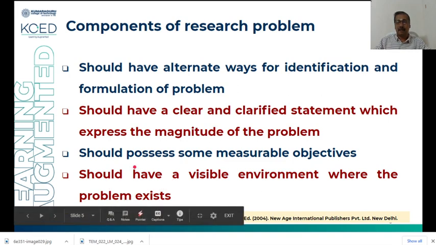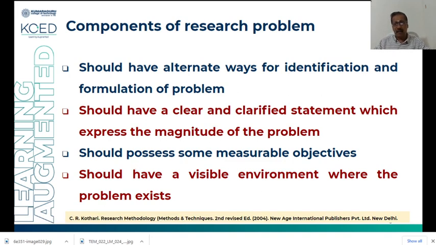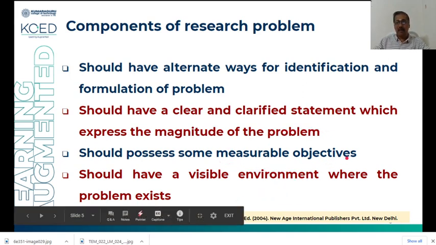The third thing, it should possess some measurable variables. Always any research problem should have some solution. You have to end up with a solution. Now how to tell that I have found some appropriate solution? Again through some mathematical values. You have to conduct some experimental analysis and express the response only through some mathematical values. So there should be some measurable objectives.